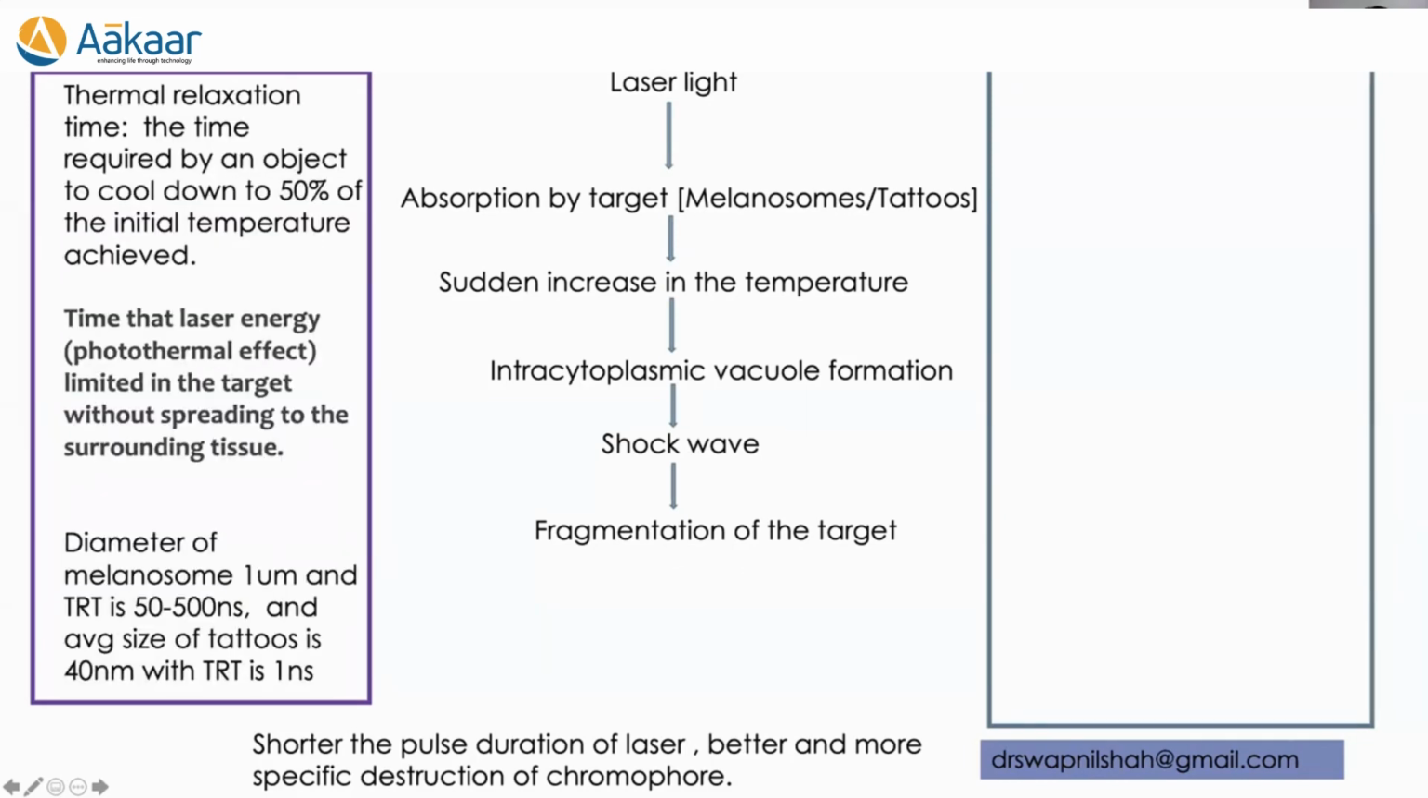The Q-switch laser, we know, works on the principle of thermal relaxation time: the time required for an object to cool down to 50% of the initial temperature achieved. In other words, it is the time that laser energy is limited to the target without spreading to the surrounding tissue, thus preventing damage to the surrounding tissues. We know the diameter of a melanosome is 1 micrometer and the TRT is 50 to 500 nanoseconds. And the average size of a tattoo particle is 40 to 100 nanometer with a TRT of 1 nanosecond. And unfortunately, we do not have a Q-switch laser with a pulse width of 1 nanosecond.